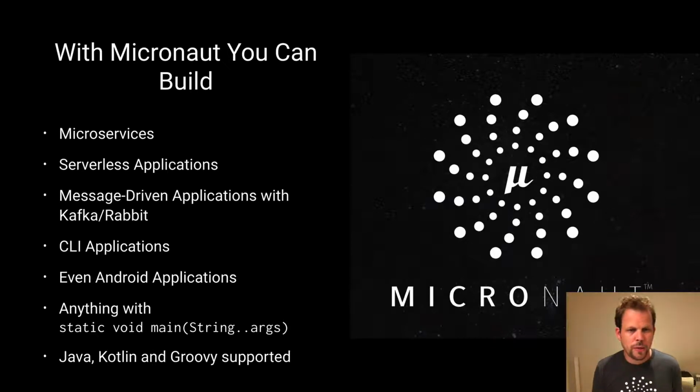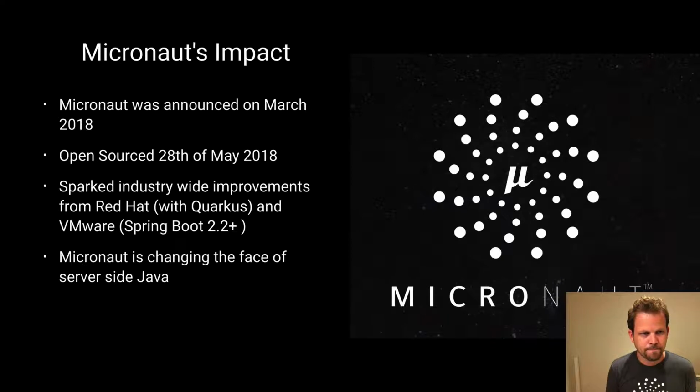So as I said, with Micronaut you can build a range of things. You can build microservices, serverless applications, and message-driven applications with Kafka and Rabbit. You can do CLI apps or even Android apps. We have it running on Android. And you can pretty much do anything with a static void main. We currently support three languages out of the box: Java, Kotlin, and Groovy.